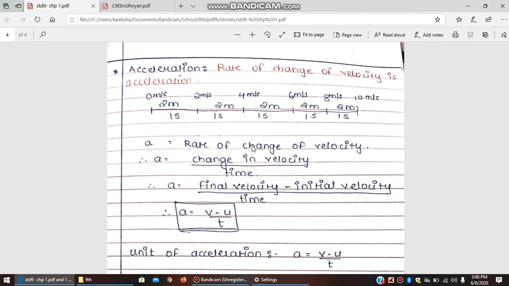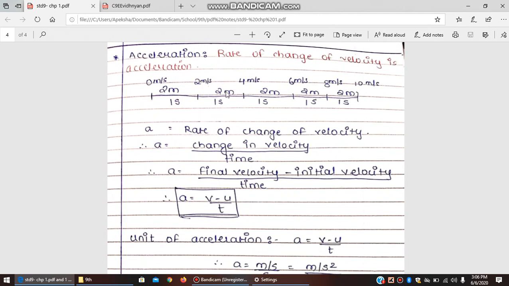द नेक्स्ट इंपॉर्टेंट टॉपिक वी सी इज एक्सीलरेशन. एक्सीलरेशन का डेफिनेशन इज रेट ऑफ चेंज ऑफ वेलोसिटी. रेट ऑफ चेंज ऑफ वेलोसिटी का मतलब होता है विद रिस्पेक्ट टू गिवन टाइम वेलोसिटी का चेंज होते रहना.